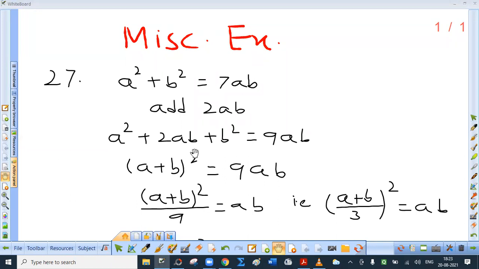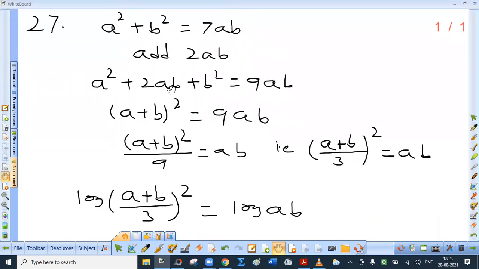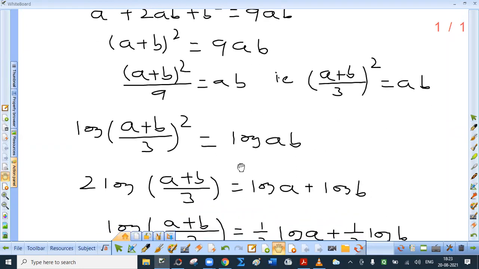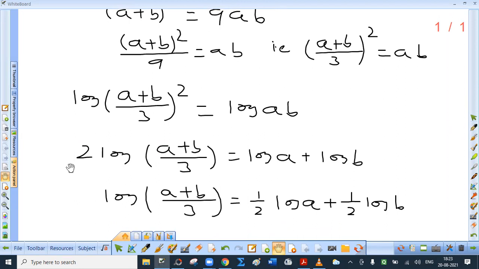Now add twice ab. So a square plus 2ab plus b square, 7ab plus 2ab is 9ab. Now this is (a plus b) whole square. Two numbers are equal, so their logarithms are the same. Before that, rearrange the terms: a square upon b square is (a upon b) square. Take log of m raised to n, that is n log m. On RHS, what is log ab? Log a plus log b.